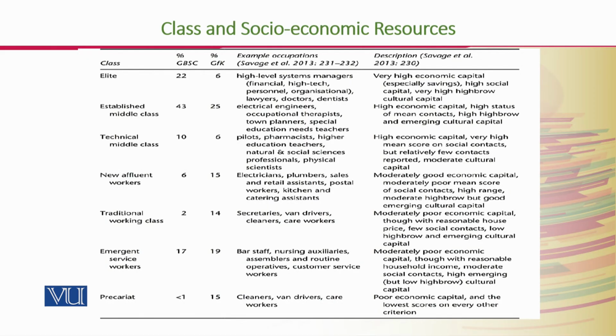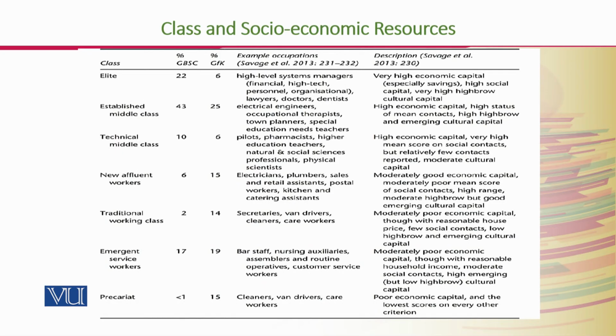Then we have the technical middle class, which consists of pilots, pharmacists, higher education teachers, and they also have high economic capital and a very high mean score on social contacts. They're very good at interacting with people, and that interaction obviously earns them more money. Then we have new affluent workers, which consist of electricians, plumbers, sales and retail assistants, and they have relatively moderate, good economic capital. Then the traditional working class, these are secretaries, van drivers, cleaners, car workers, or care workers, and they also have moderately poor economic capital.